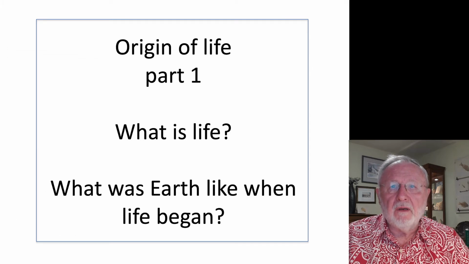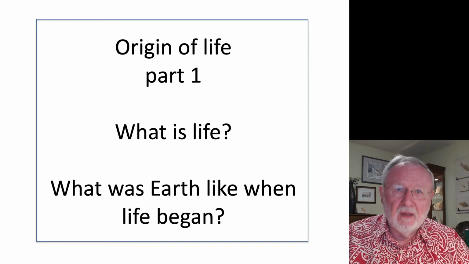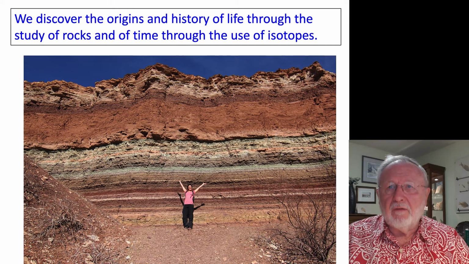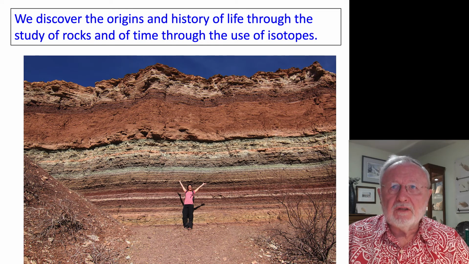For part 1, we need to start off by defining what is life, and what was Earth like when life began. We don't have a record other than the history of life available through the study of rocks and through the use of isotopes, which contain information about what was happening at the time those rocks were formed.